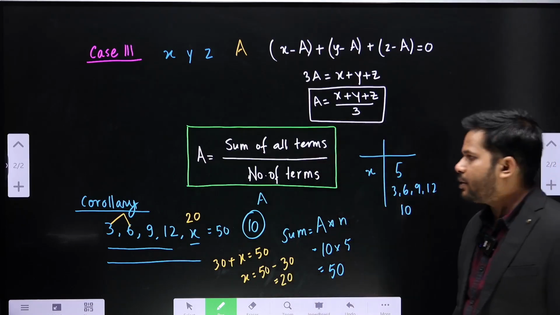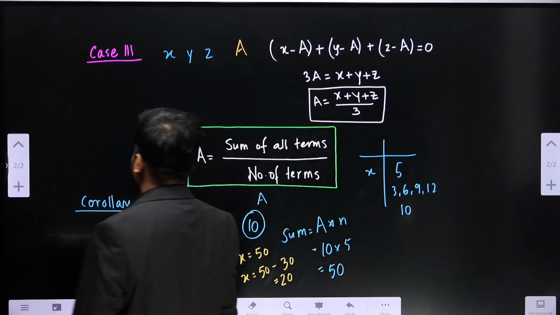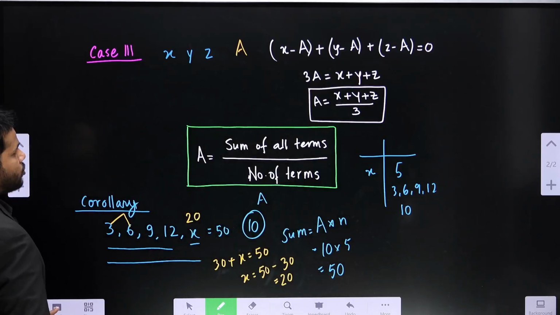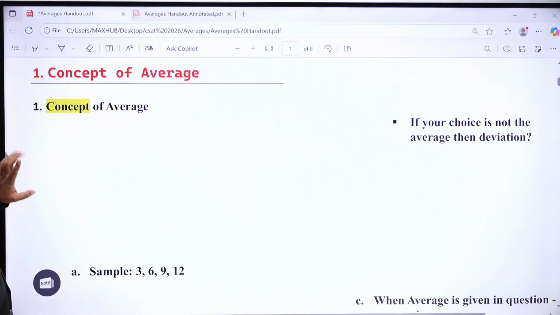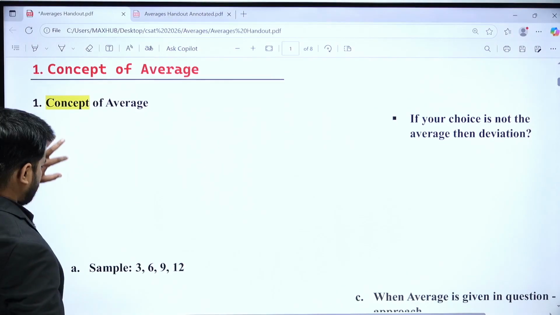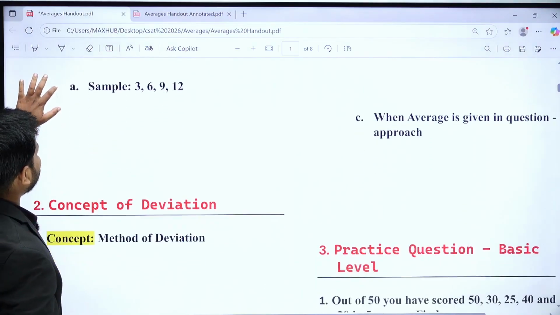Is it clear? So I hope you have understood this corollary part also. Now let us go to the questions part. So we are done with the concept of average. No need to write anything.